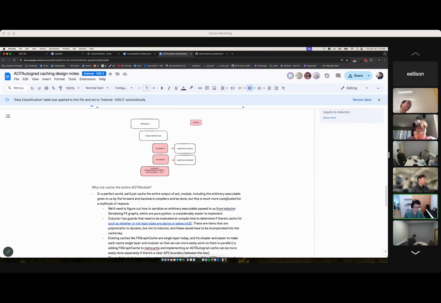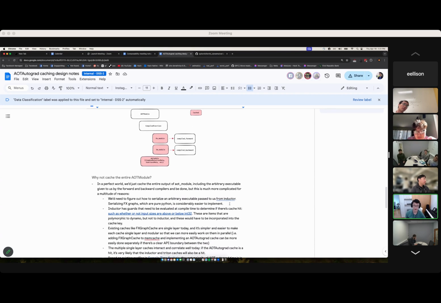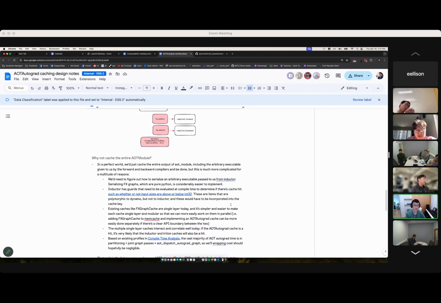There's a couple of concerns here that make it harder to implement if we do this. One is we actually don't know how to serialize an arbitrary executable, as far as I can tell. The way FX Graph Cache does it is that it stores a handle to the PyCode cache and then recompiles portions of that. So we'd have to figure out how to serialize an arbitrary executable. The second part is that inductor has guards that are not appearing in the Dynamo space, specific guards on behaviors that inductor cares about. One example is whether or not there are tensors with input sizes that are both above and below the int32 threshold.